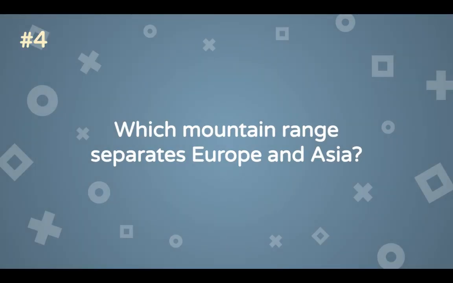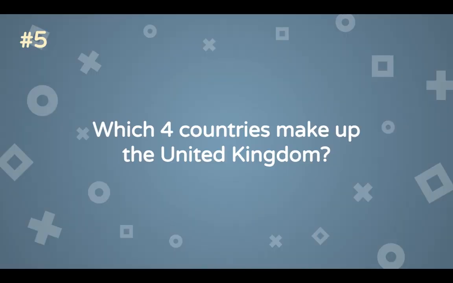Number four. Which mountain range separates Europe and Asia? That was on the slides, but I didn't mention it. And the last one is, which four countries make up the United Kingdom? The United Kingdom is made up of four countries. Name those countries. All right, let me give you the answers here.